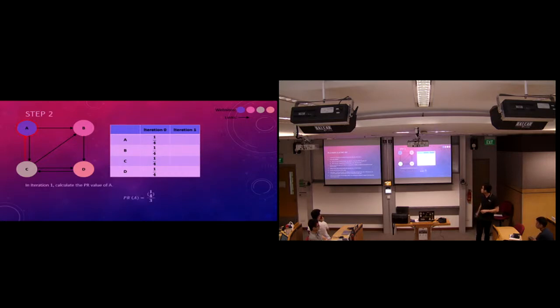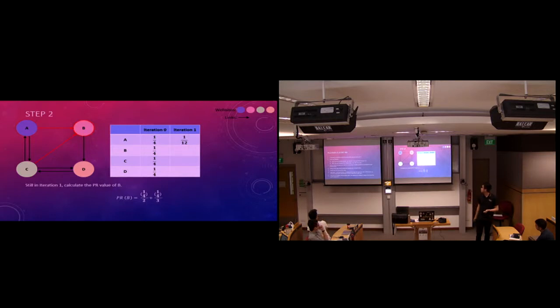Then we move on. We take A as our first node. In this iteration, we find out who the friends of A are, who are pointing to A. We find that only C is pointing to A. So we take C's iteration 0 value, which is 1/4, divided by 3. 3 is the number of outlinks that C has. This will be the new PR value of A.